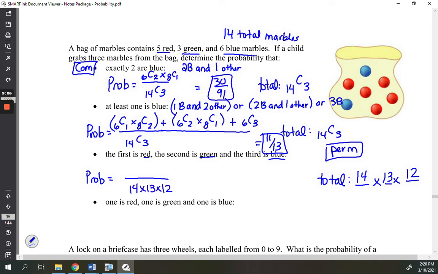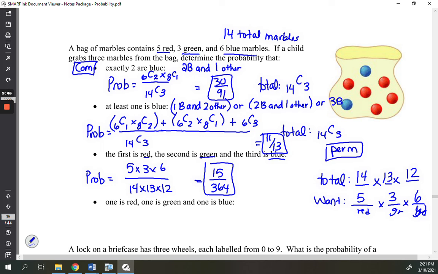Now look at what we're actually wanting. What we want is that the first is red, the second is green, and the third is blue. So then I'm going to think, how many options do I have for red? I have 5 options for red. How many options of green marbles? I have 3. And how many options do I have for blue marbles? I have 6. So that's going to be your top number. And when you type that in and simplify it, you are going to get that as your answer.